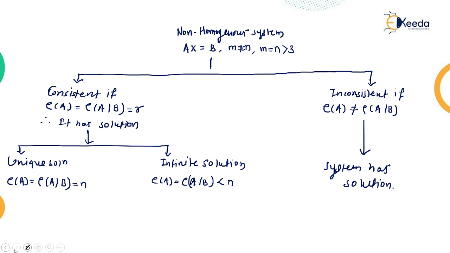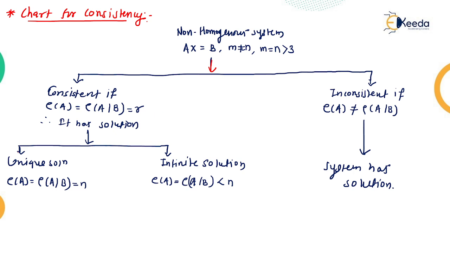So this is a chart for checking consistency of Ax = B. I am writing here chart for consistency. Once again I clearly explain here. If your system is a non-homogeneous system of linear equations, that is Ax = B, with m not equal to n, or m equal to n greater than 3, then the system is consistent if the rank is the same, that is, the rank of the augmented matrix is equal to the rank of A, then it has a solution.